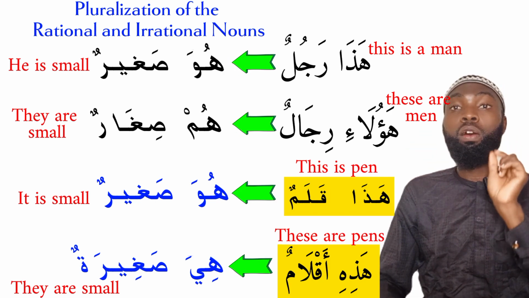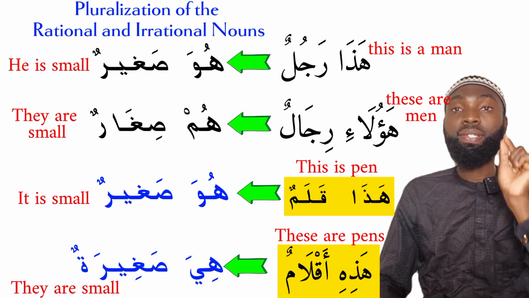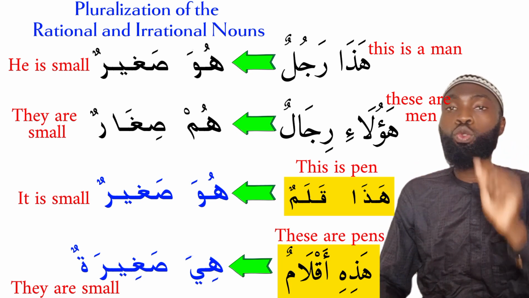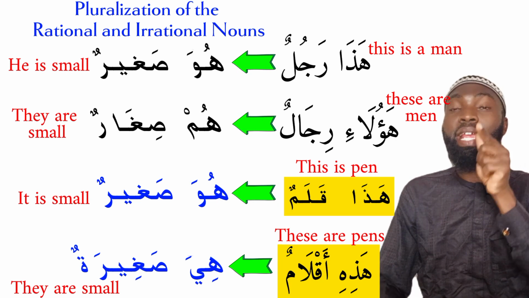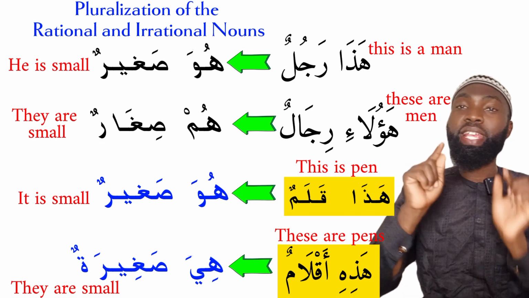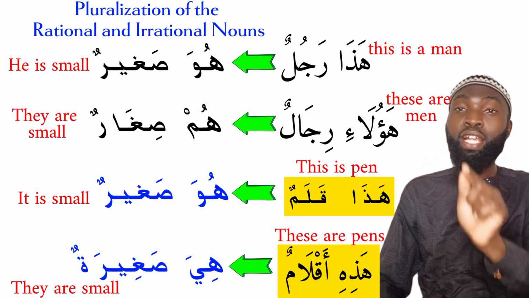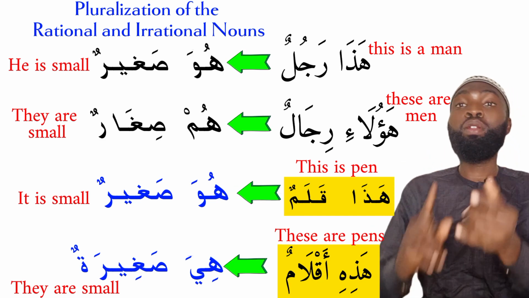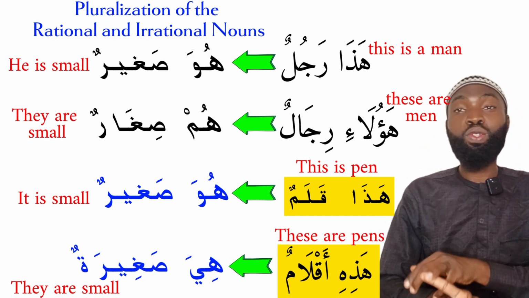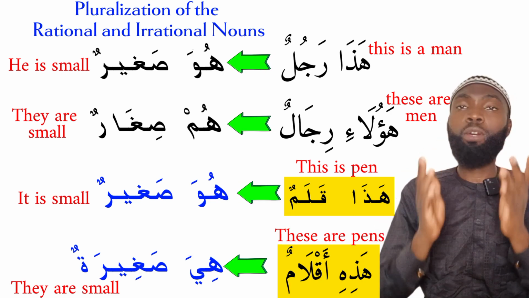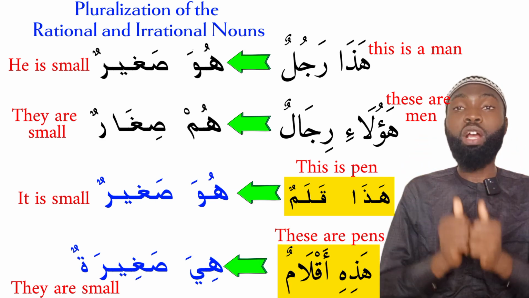Then coming to the plural of the adjective qualifying it, which is sighar, we're going to be saying saghiratun. Because when we have a small girl, we say hiya bintun saghiratun, she is a small girl. So here we will say hiya saghiratun. Also for the irrational noun, we say hiya saghiratun for pens and hiya saghiratun for books, because these are irrational. There are some exceptions to these rules, which we will learn as we move further in this lesson, inshallah.